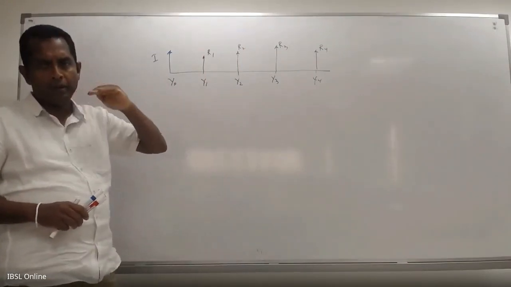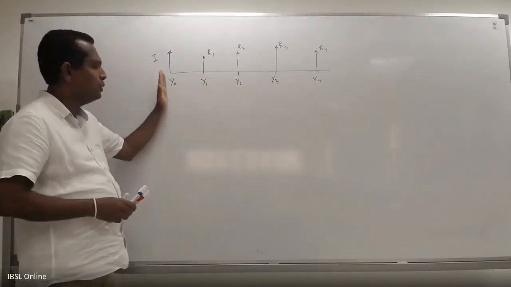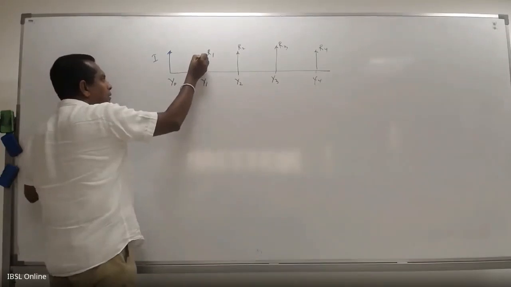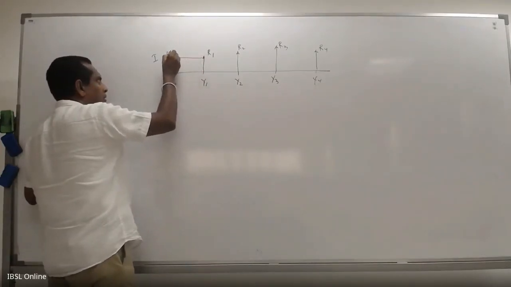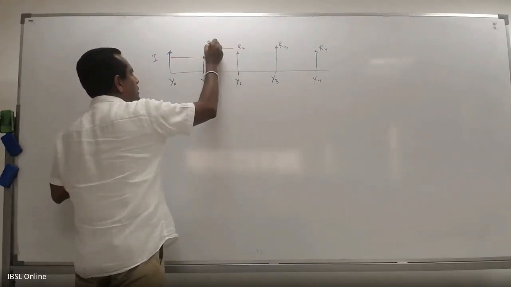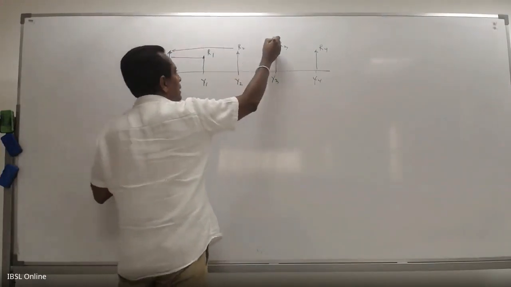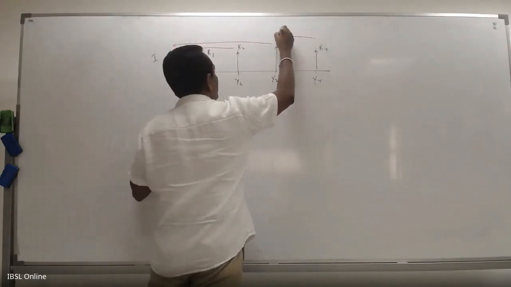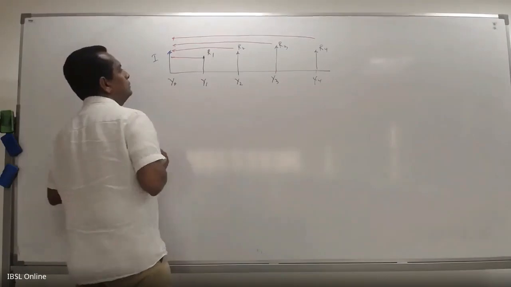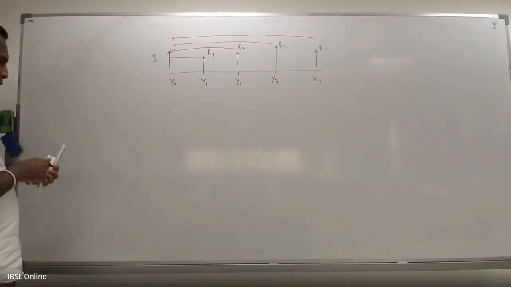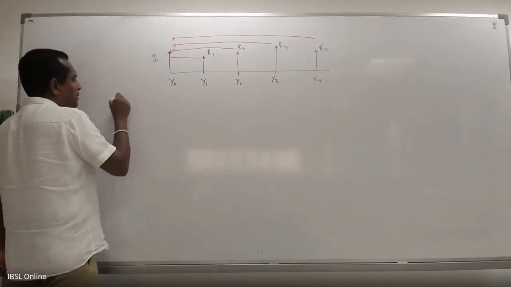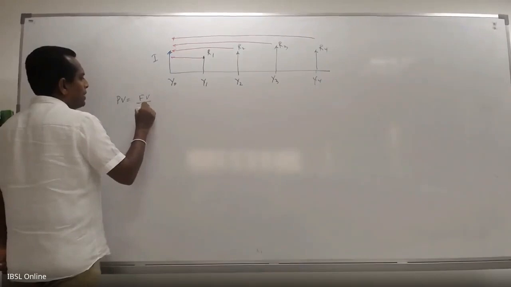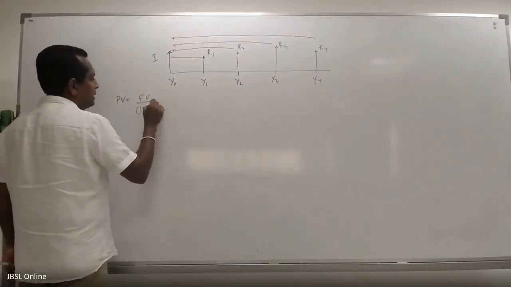You have to bring down everything to one timeline, that is today. What you do, you discount this to this date, then R2 to this date, R3 to this date, R4 to this date. Right? Using the formula: present value equals future value into 1 plus I to the power n.